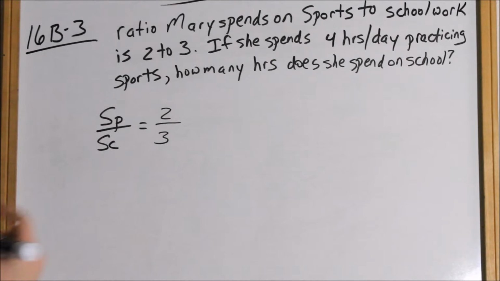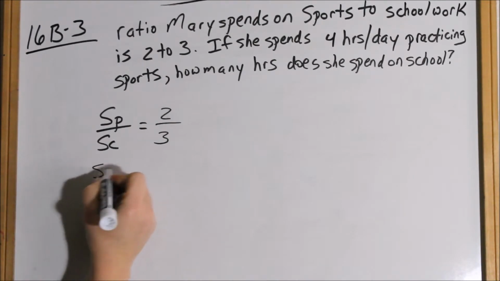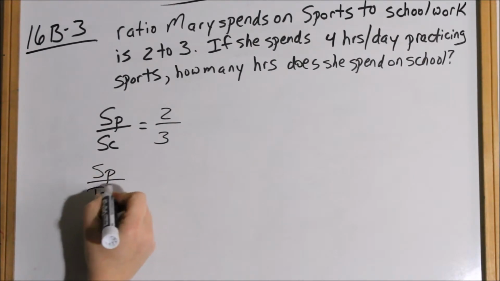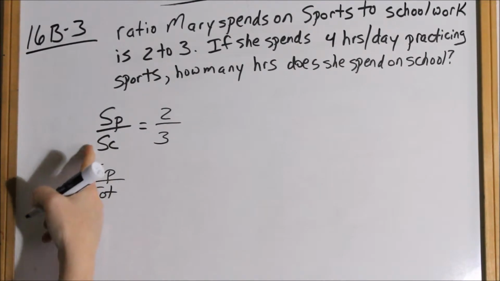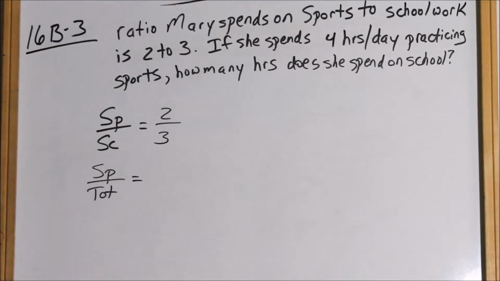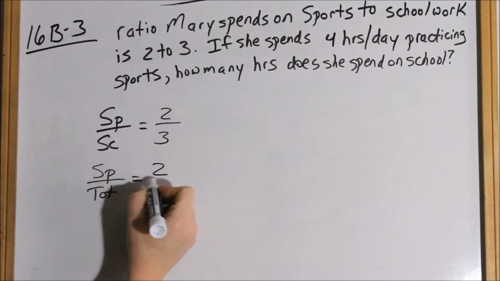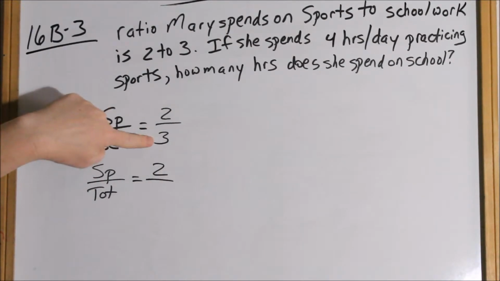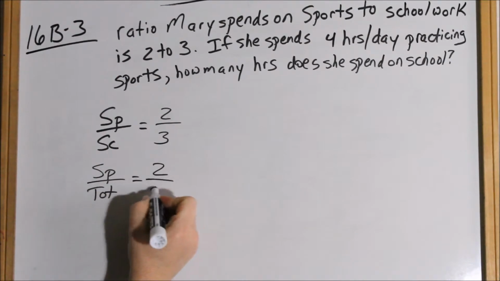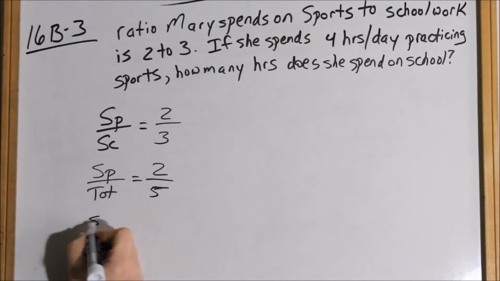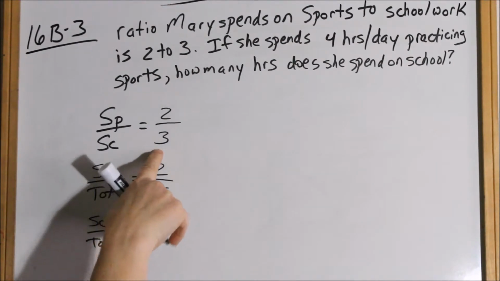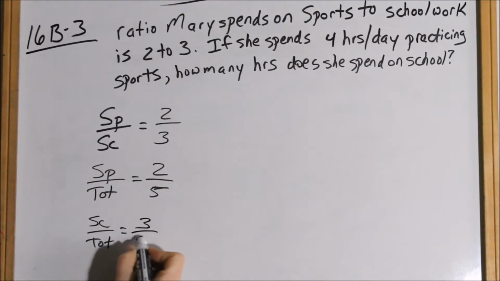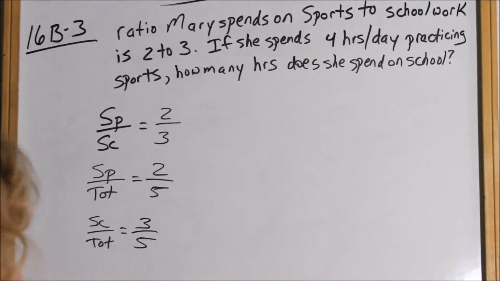Okay? So I can also write a ratio of sports to the total. If you're getting the pattern, you can always do the first one to the total, then the second one to the total. Sports to the total. So sports is 2. The total hours, adding those two together, 5. Then we can write a ratio of school to the total. So school is 3. The total is still 5. The total doesn't change. The total should always stay the same. Now let's go look at the problem.